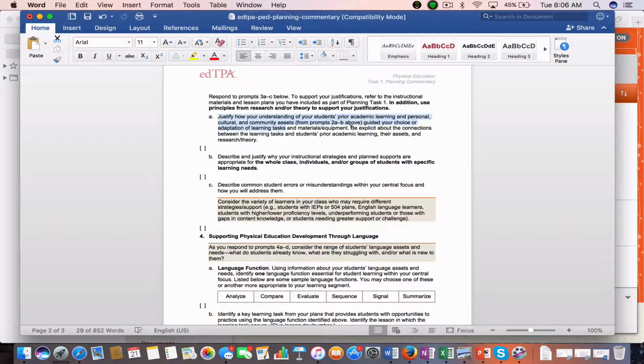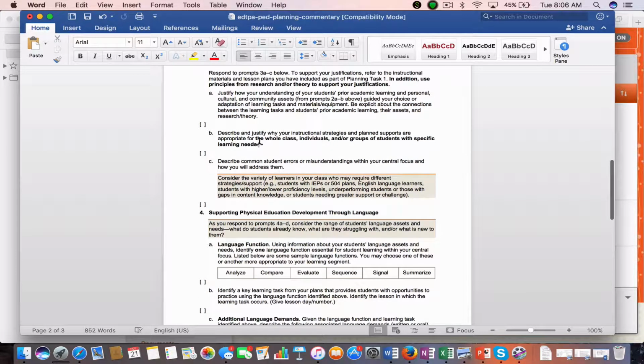And then this is the question that connects with the research and theory. Remember, we did some work around research and theory, both for your assessment plans and also for your lesson plans. So this is where you're going to make a connection to that theorist and write about how that theorist supports your ideas in terms of who your students are and why the learning activities and why the central focus is appropriate for them.